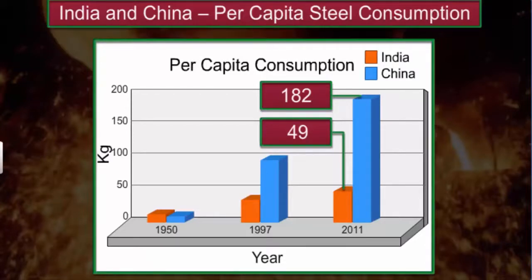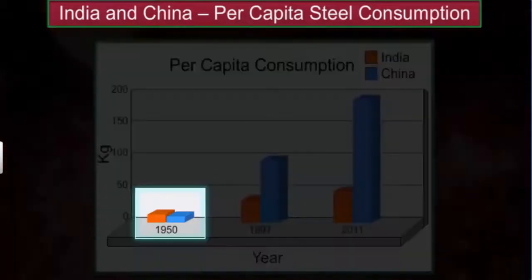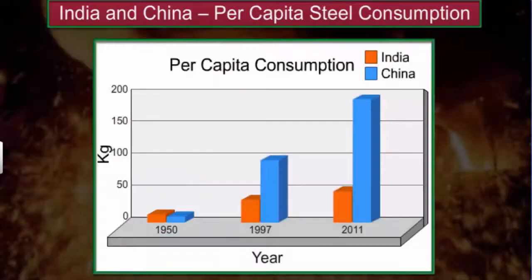Back in the 1950s, India and China were almost neck to neck in their steel production. However, today, China has become the world's largest producer and consumer of steel, leaving India far behind.